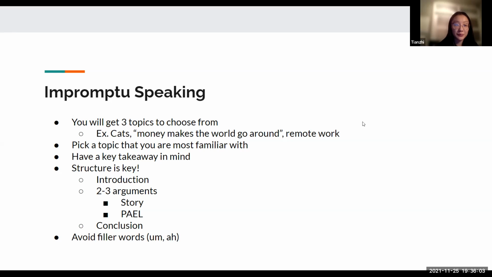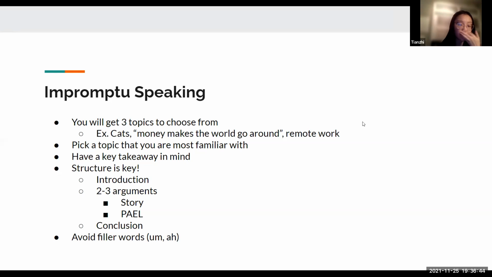Structure is very important, and even more so in an impromptu speech because you have so little time to prepare. Make sure that you still have that introduction, your arguments, then your conclusion at the very end. One common mistake that people make is that they'll talk randomly in an impromptu speech. They'll talk randomly about remote work or about cats. Don't talk randomly. It is better to have a plan, follow through with your plan, then end it than to talk and talk and talk about something that is unrelated.